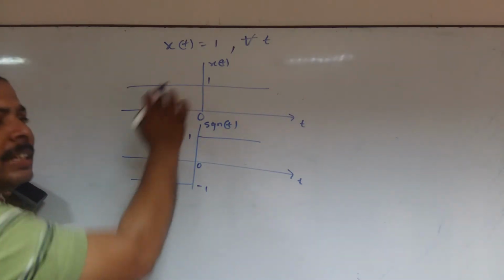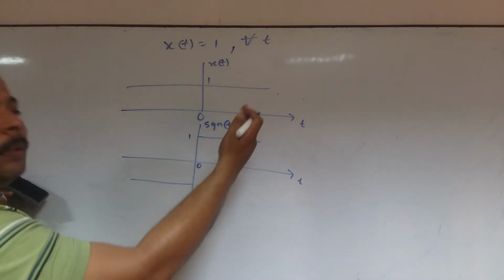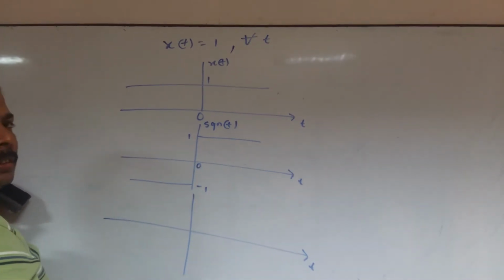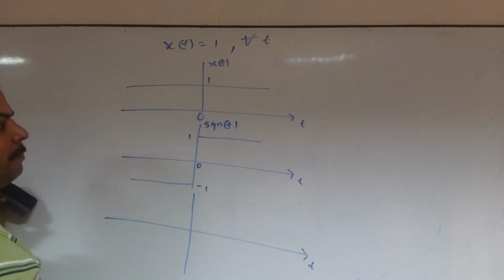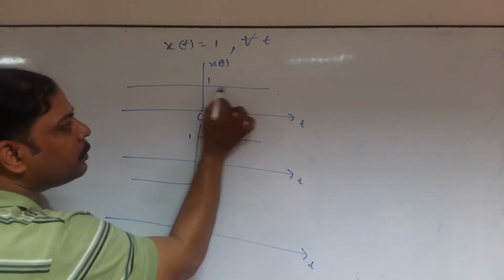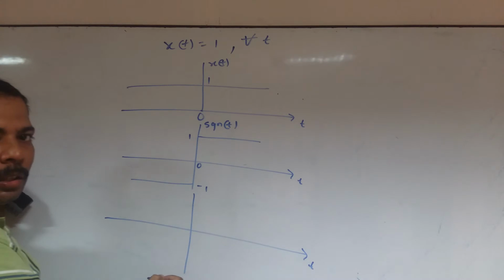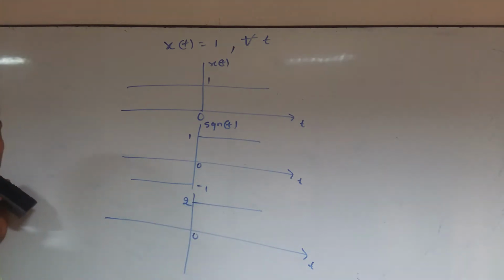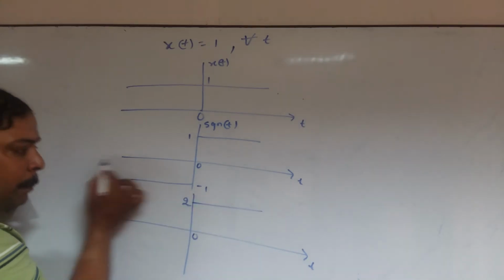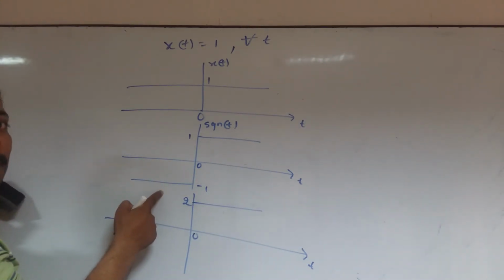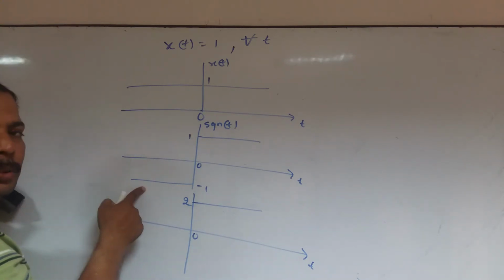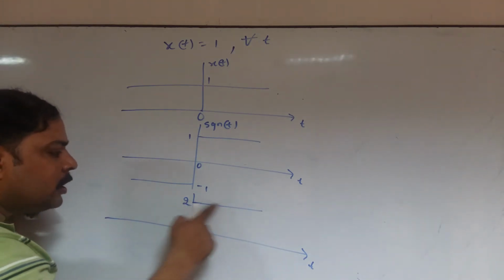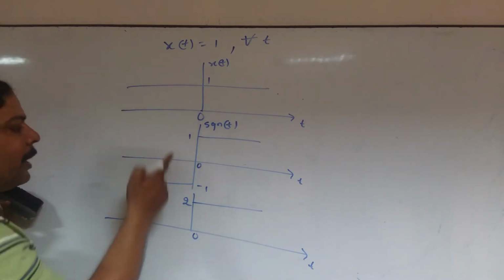Anyway, if you want to add these two signals and plot, what type of plot will you find? After addition, which signal will you find and how do you draw it? After 0, the value is 1 in one signal and also 1 in the other. If you add them, 1 plus 1 is 2, that means after 0 its value is 2. Before 0, the value is 1 in one signal and minus 1 in the other. You are adding 1 plus minus 1, which is equal to 0. That means before 0 we find 0. After 0, 2. Before 0, 0.